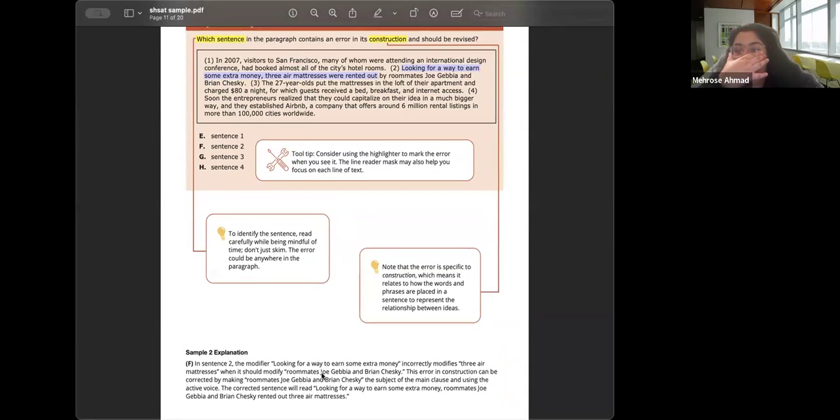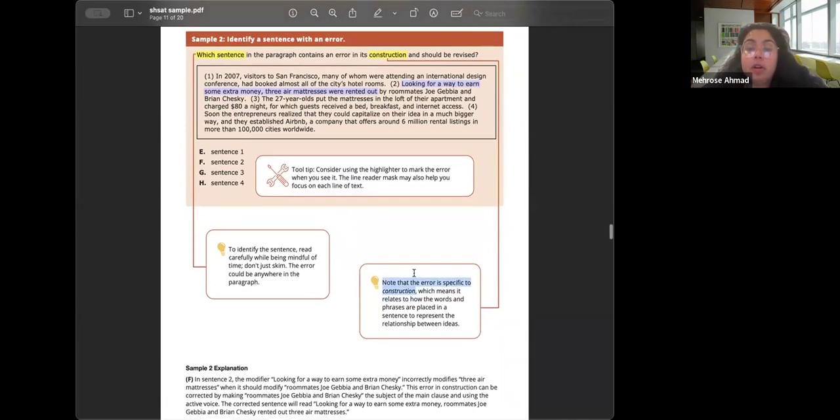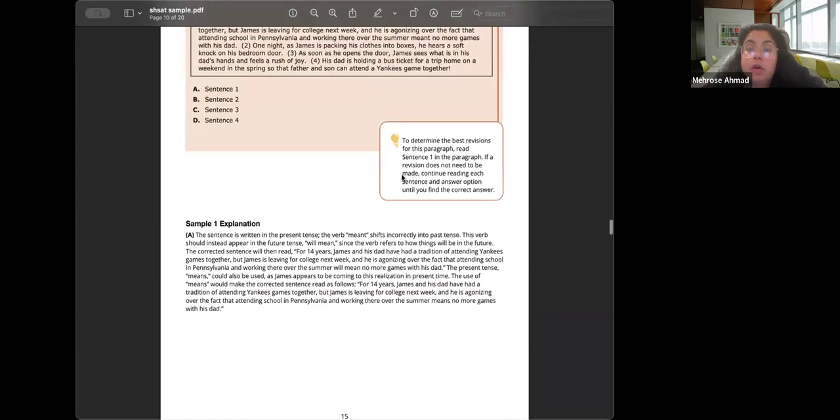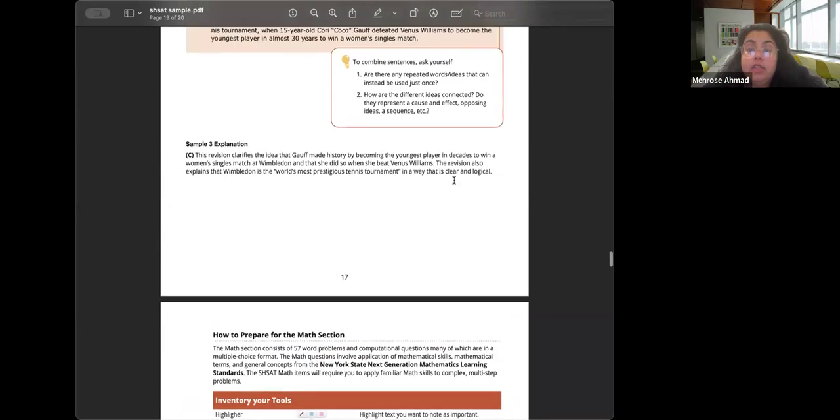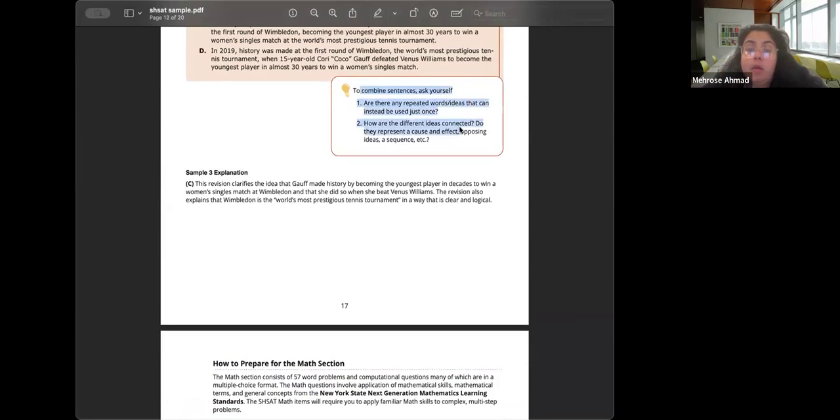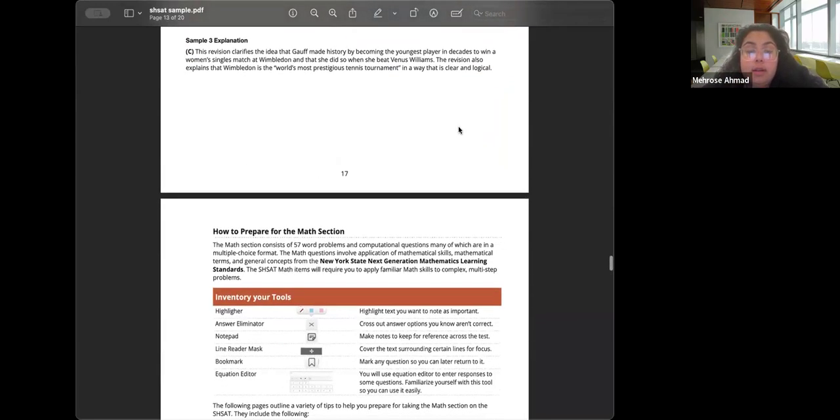And again, just some quick high level overviews. This is what I said earlier. You want to note the sentence is about sentence construction. You want to know what revisions are needed, etc. So you really want to pay attention. You want to ask about how each sentence relates to one another, etc.